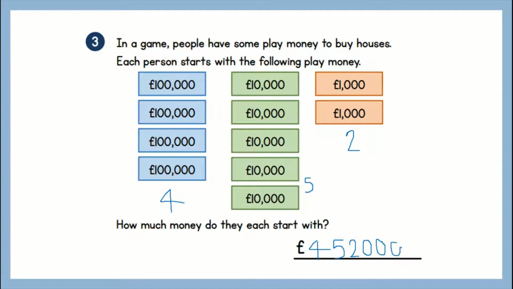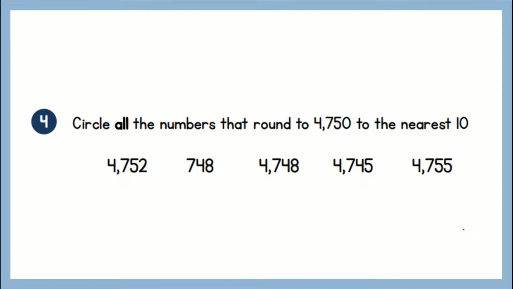Question 4. Circle all the numbers that round to 4,750 to the nearest 10. Now when we're rounding, if the ones column is the number 1, 2, 3 or 4, we round down. But if the number in the ones column is 5, 6, 7 or 8, we round up.